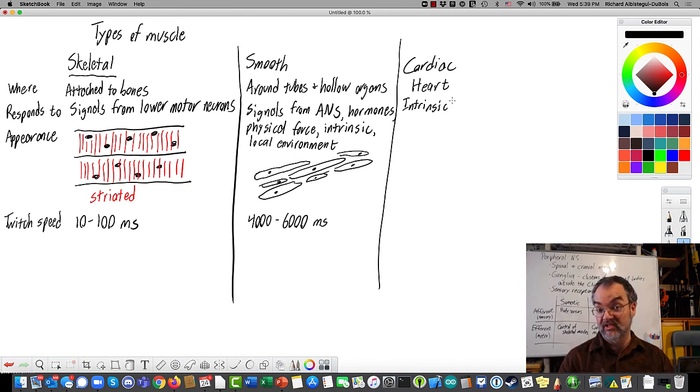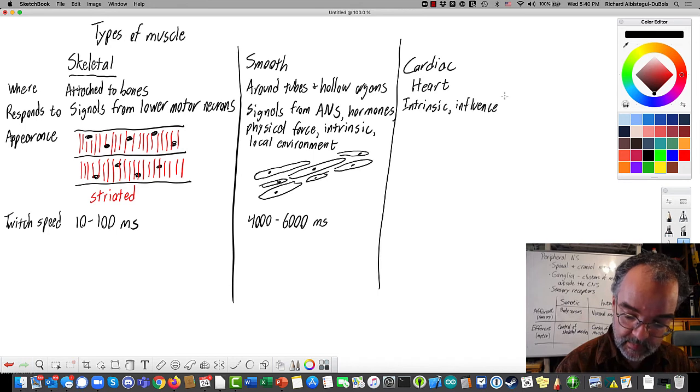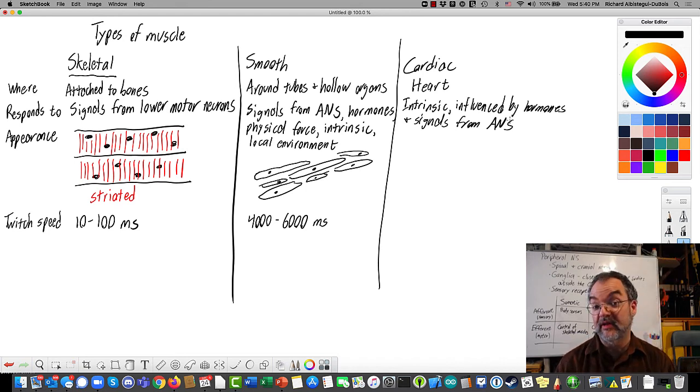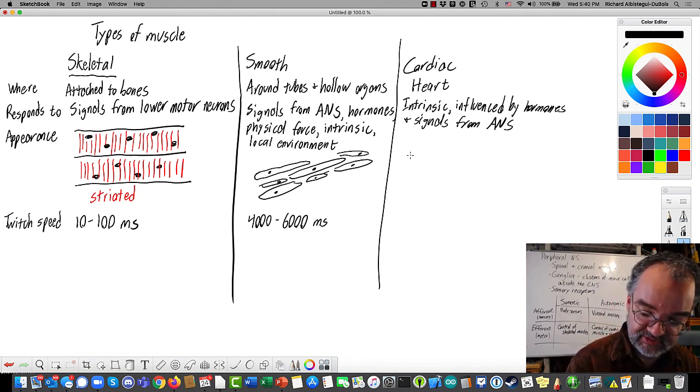Some kinds of smooth muscle work similarly. We'll get to that when we talk about smooth muscle too. But cardiac is also influenced by hormones and signals from the autonomic nervous system. So sympathetic and parasympathetic activity can influence the functioning of cardiac muscle, but usually it initiates its own contractions, that idea of intrinsic activity. In terms of what it looks like, cardiac muscle is really interesting.